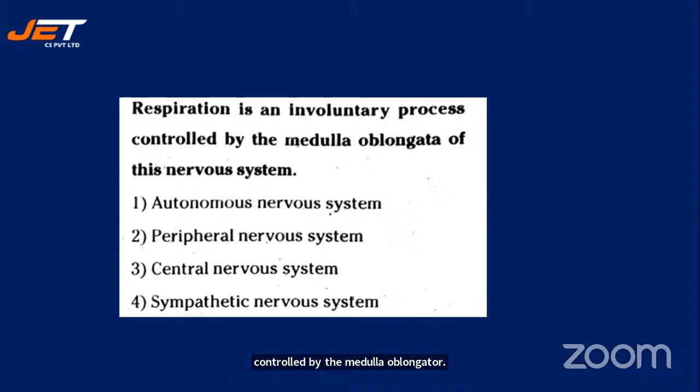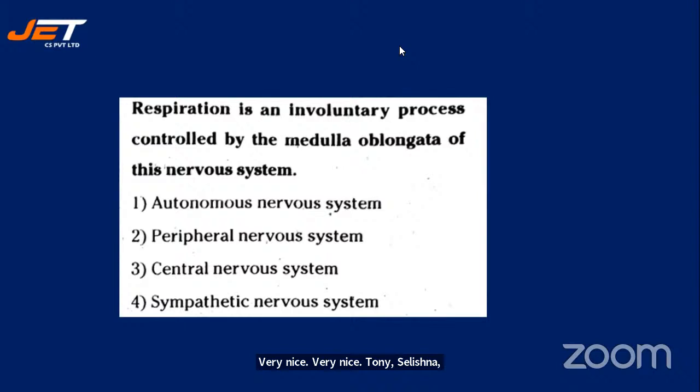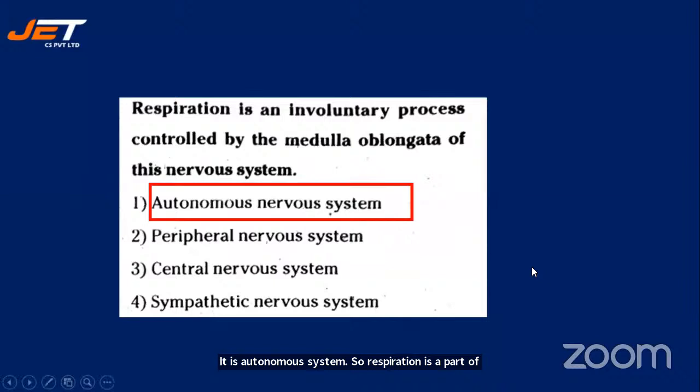The question is very clear. So I want answers, children. Yes, very good. Very nice. Tony, Sleshna, Sangeeta, Shruti, Ruchita. Children, most of you are giving one answer. Yes, absolutely correct. It is autonomous nervous system. So respiration is a part of the autonomous nervous system, which is self-regulatory in the human body. Very good.